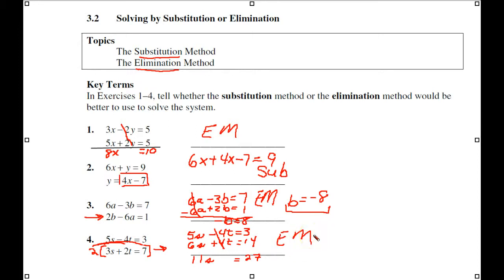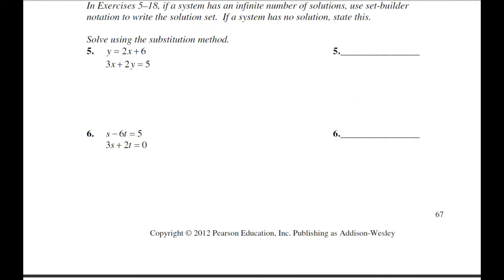Okay, that's all they wanted us to do for these. Now, as we do these next few, they're asking us to use, in this case, the substitution method, and for number 6 as well. So rather than making the tape too long, I'll set this up because it takes me a while to write them out.